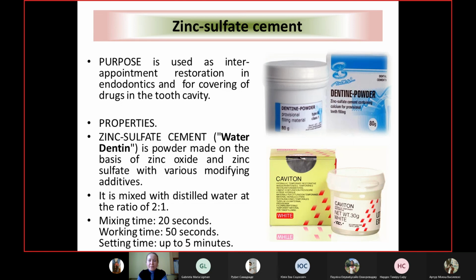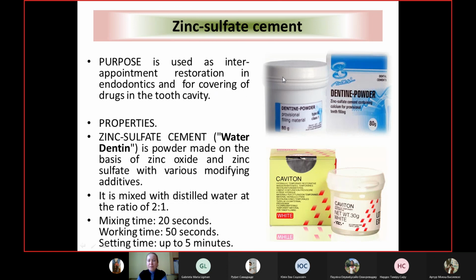Zinc sulfate cement is a biocompatible material, doesn't provide any toxic influence to the pulp tissue, and is biocompatible with any other materials. It is available as a powder, zinc sulfate, mixed together with distilled water in a ratio of 2:1. Mixing time 20 seconds, working time 50 seconds. Setting time up to 5 minutes.